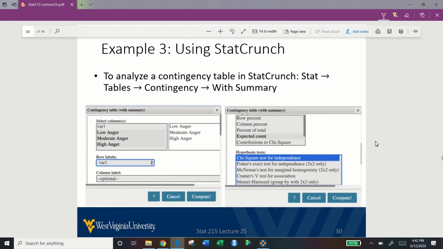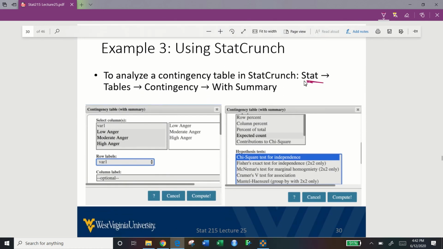So in StatCrunch, you can go to Stat, Tables, Contingency, and select With Summary. From there, you can select under Hypothesis Test, the chi-square test for independence. Also, if you desire, you can select the option of expected count. That will automatically give you the expected counts you could have calculated by hand, but if you're feeling lazy, StatCrunch will do it for you. Then you can click Compute.